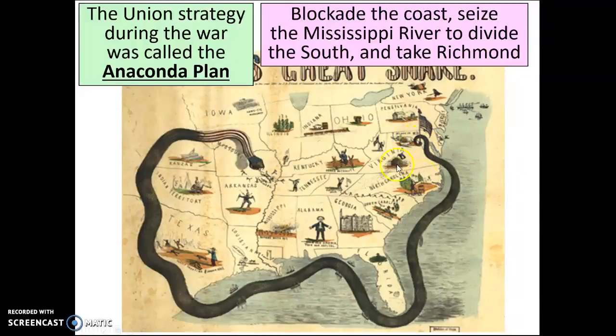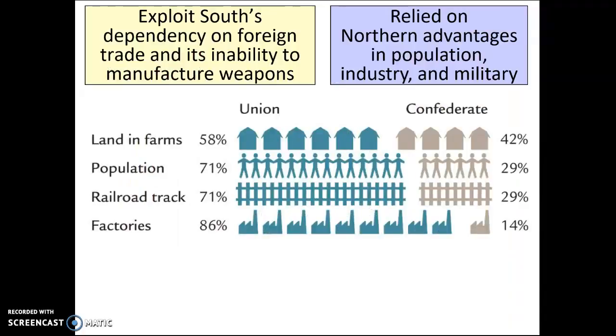And like an anaconda would, it's not a venomous snake, it's a snake that squeezes its prey to death until it can't survive anymore. And that's what the U.S. wants to do, completely surround the Confederacy and then steadily work their way in and essentially just squeeze them to death, starve them out so that they won't fight that war anymore because they won't have the resources to do so. So, exploit the South's dependency on foreign trade and its inability to manufacture weapons.